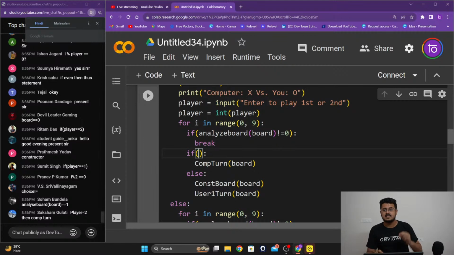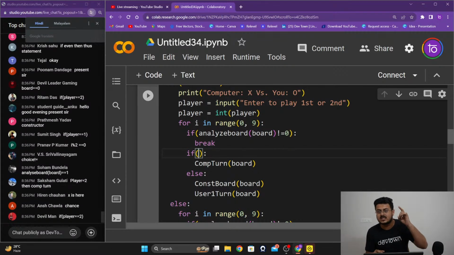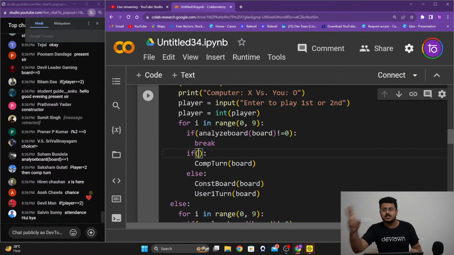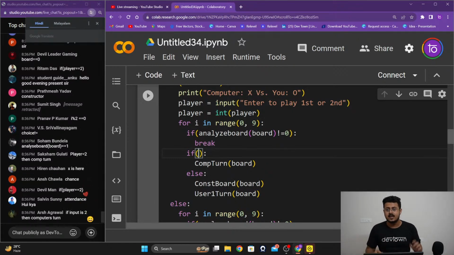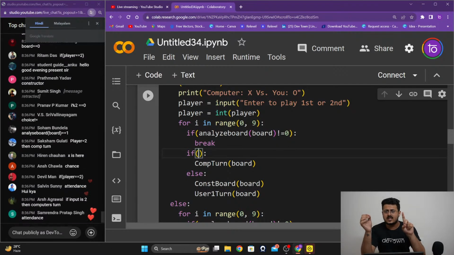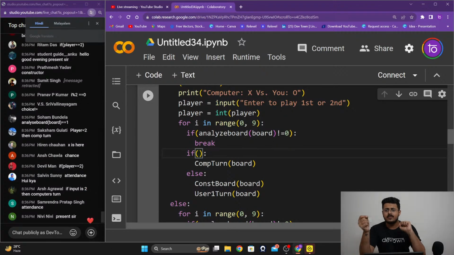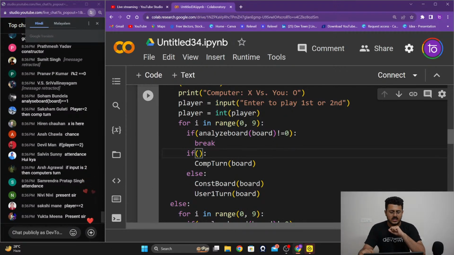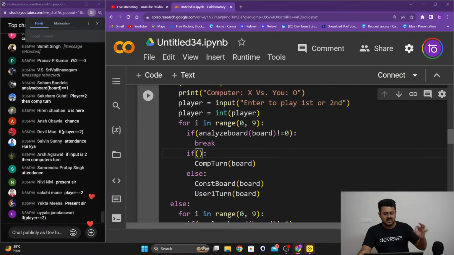Take some examples that, okay, what if the user selects 1? What will happen in that particular case? When will the computer's turn be coming up? What if the user selects 2? When will the computer's turn be coming up? Will it be even or odd, guys? Try to map the data, guys. What if I select 1? Then is the computer's turn even or odd? What if I'm selecting 2? Whether the computer's turn is even or odd? You just need to figure out that, guys.